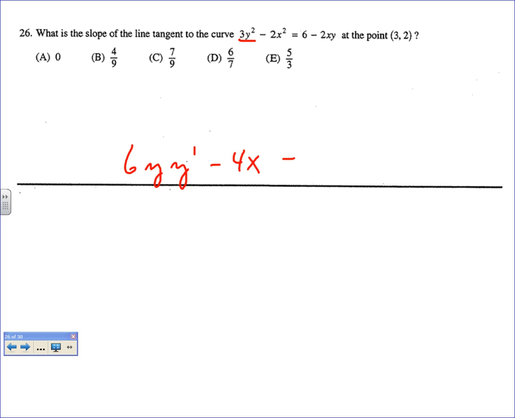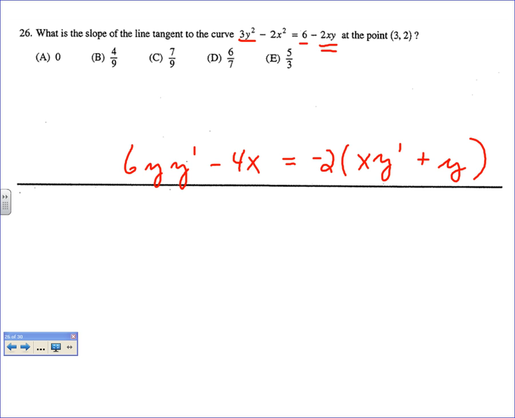The next term on the right side, the derivative of 6 will be 0, and then the derivative of that final term will kick the negative 2 out front. We'll take the first times the derivative of the second plus the second times the derivative of the first, which is 1, of course, and we've got it differentiated. Now, when we're asked about a point, we don't have to get anything isolated.